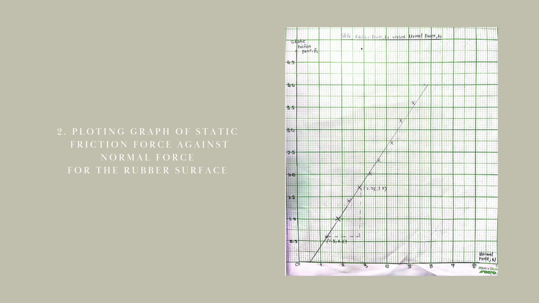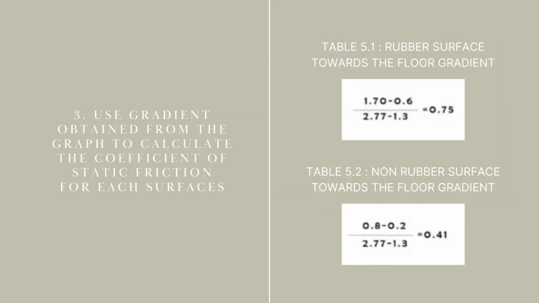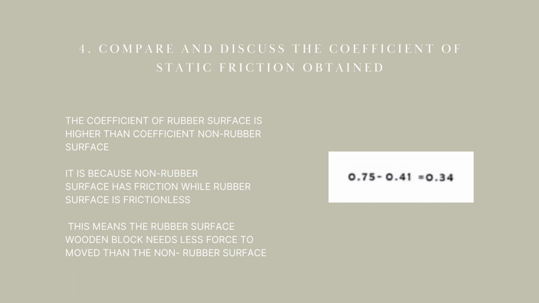Here are the graphs of static friction force versus normal force. This is the graph for the rubber surface. And this is the graph for the non-rubber surface. Use the gradient obtained from the graph to calculate the coefficient of static friction for each surface. Compare and discuss the coefficient of static friction obtained.